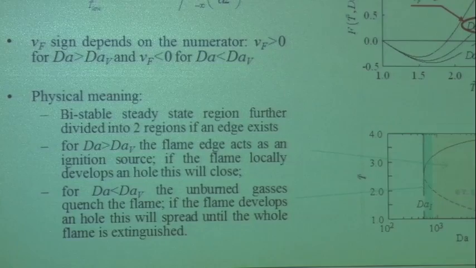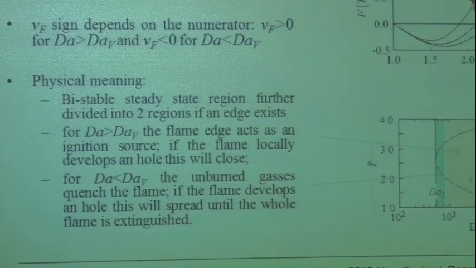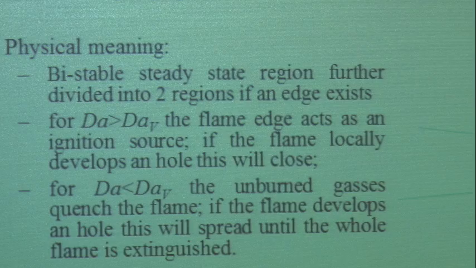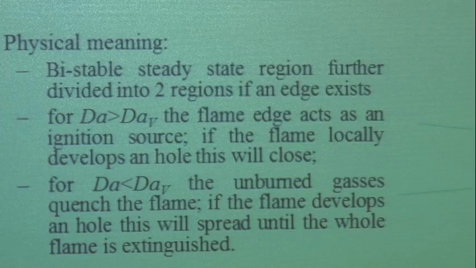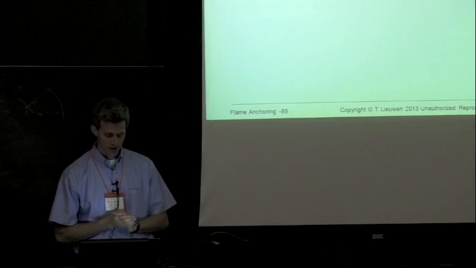It's an auto-ignition front, and that flame is zinging along. It can go really fast. If the Damköhler number is less than Da sub v, then that edge is an extinction front. It's going to propagate away, and you're going to lose the entire flame. So I hope this gives you a feel that as soon as you have a flame edge, you get this new set of processes that doesn't happen when you have a continuous flame. So that's Buckmaster's model problem.